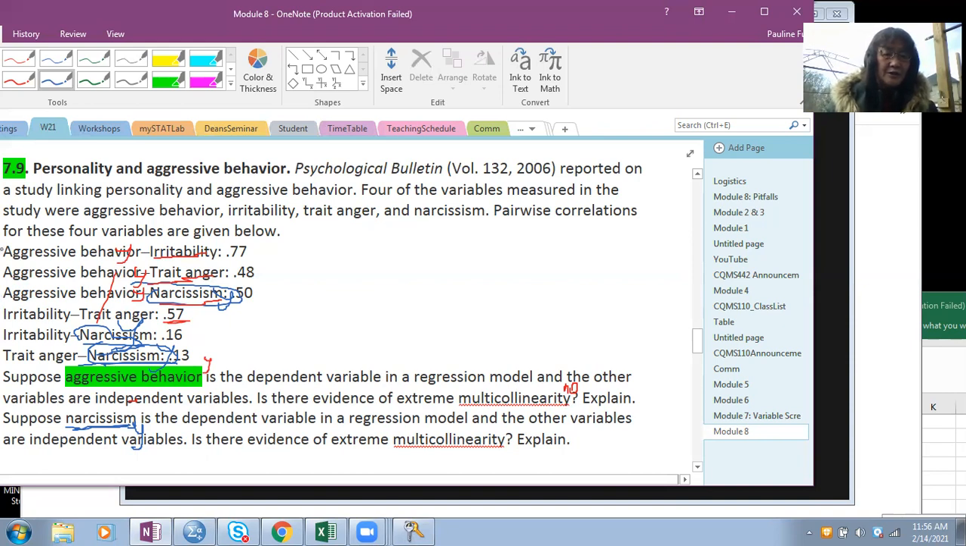So we are now exploring if there are some correlations among the three X. Now I'm going to look at aggressive behavior is X, irritability is X, that is 0.77. It is above 0.5, so it caused a concern about possible multicollinearity. Anything else? Between aggressive behavior and trait anger, it is 0.48. It is not a concern.